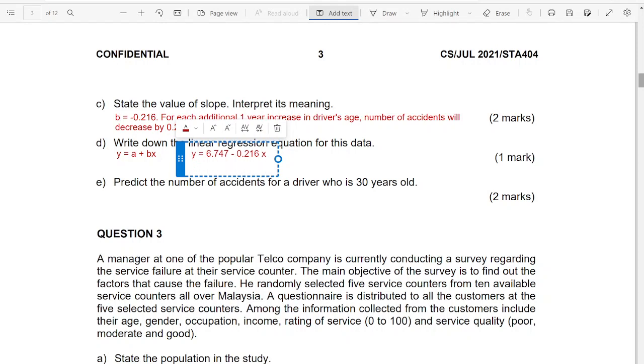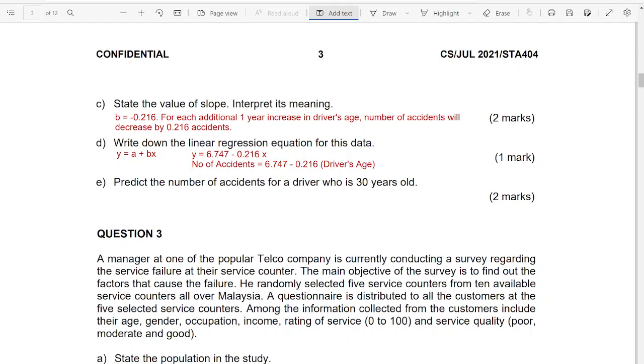Or if you want to write the answer in the form of the given variables, it will be: number of accidents is equal to 6.747 minus 0.216 multiplied with driver's age. Okay, so that will be the regression equation line.